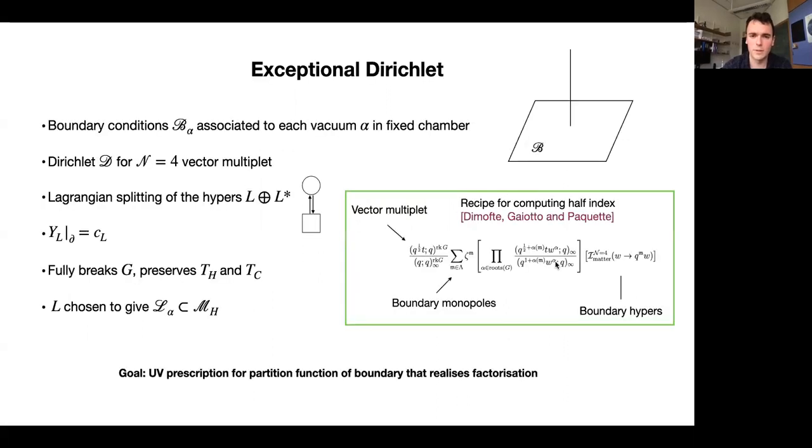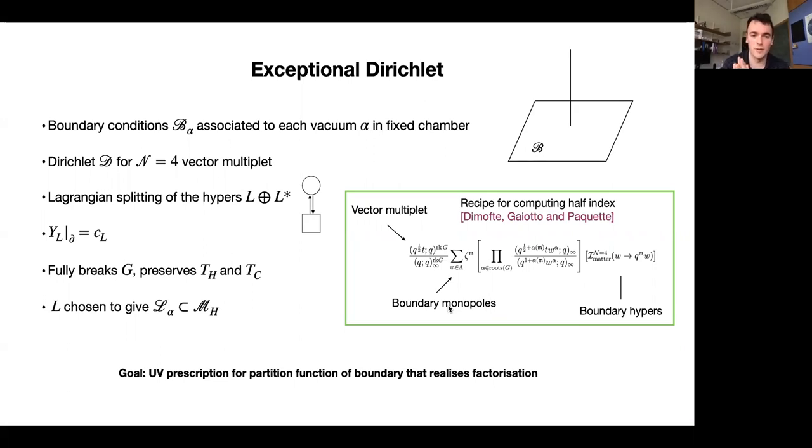Okay. Right. So there's a lot of information on this slide, but I'll pick out the important points. The boundary condition that we're going to put on the plane is called exceptional Dirichlet. And the point of these boundary conditions is that they're associated to isolated massive vacua on the Higgs branch. First of all, we choose Dirichlet for the vector multiplet. And in particular, this is going to mean that we're going to have a sum over boundary monopoles, because monopole operators are compatible with this boundary condition.